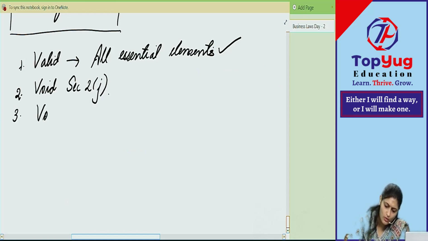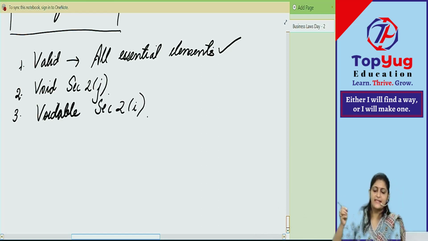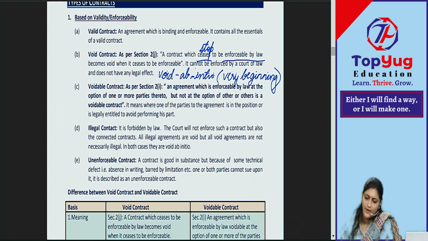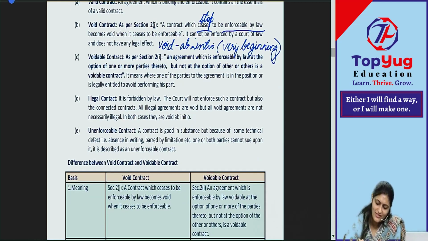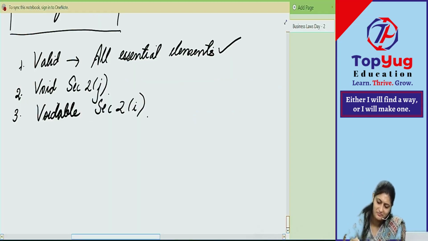Third type of contract is what? Voidable contract, which is defined in which section? Clause I of section 2 is defining your voidable contract. As per this, what is a voidable contract? An agreement which is enforceable by law at the option of one or more parties, but not at the option of other or others. Those type of contracts are voidable contracts. Understood? Obviously. Why? Because legal term cannot be understood properly.